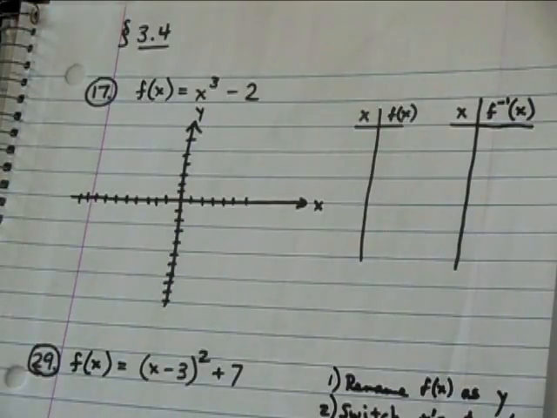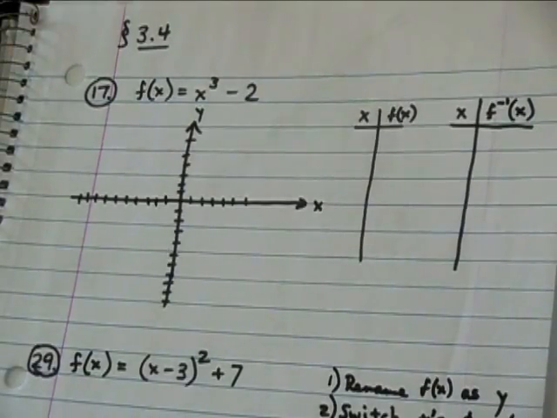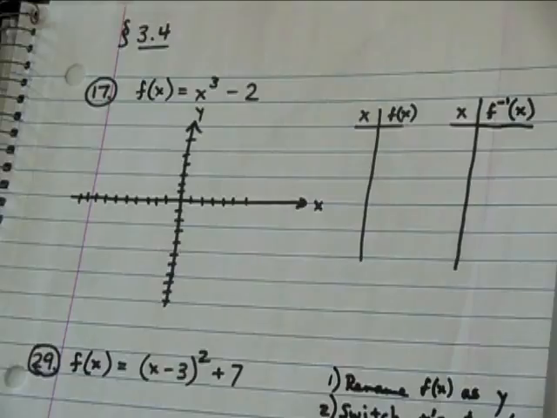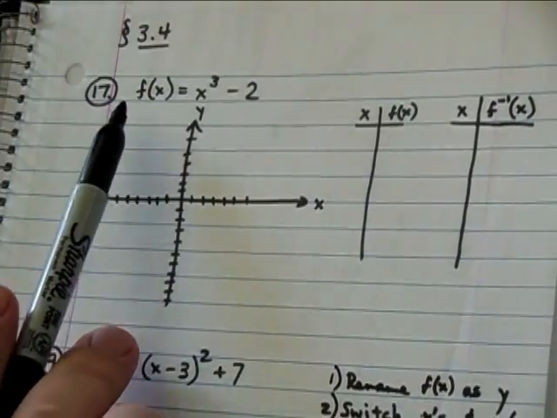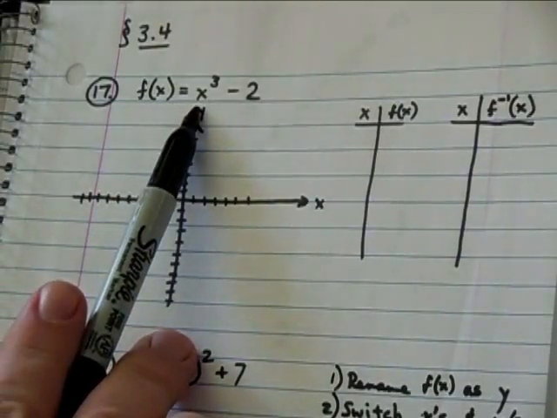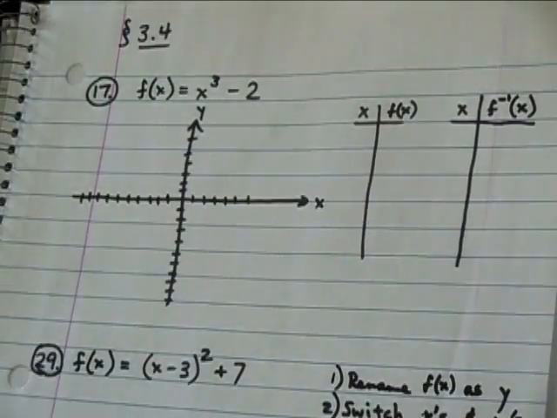All right, section 3.4 is about functions and their inverses. And I'm just going to do a couple of problems out of this section. I'm going to first do problem number 17, where they ask you to graph the function and its inverse. So the function they give us is f of x equals x to the third power minus 2.